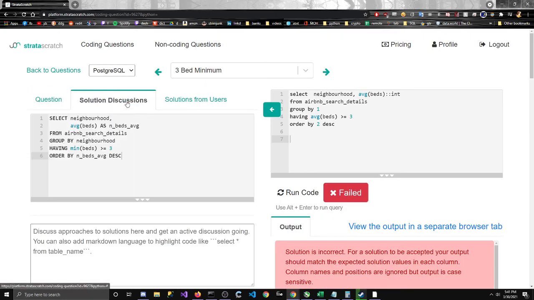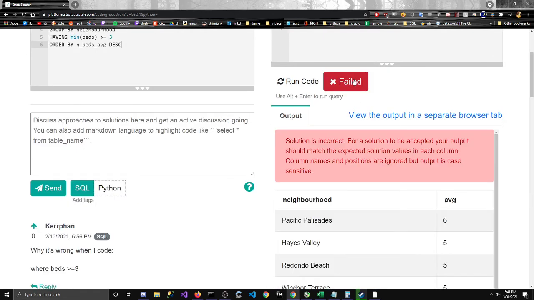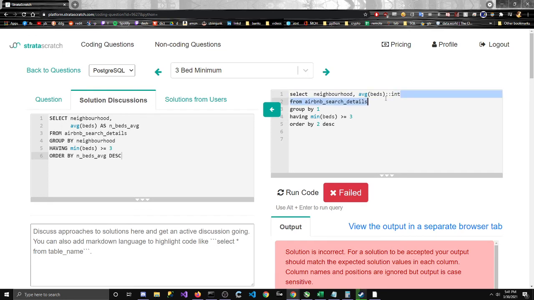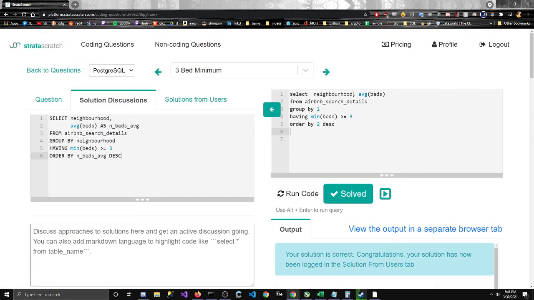So I look at the solution, and I guess if you do min over here, you'll get what you need essentially. So it'll be the same answer but in the proper order. Let me do, and there we go. Simple enough. So we need neighborhood name, average beds, and then just filter it by minimum amount of three, greater or equal to three, then descending order. Simple enough.